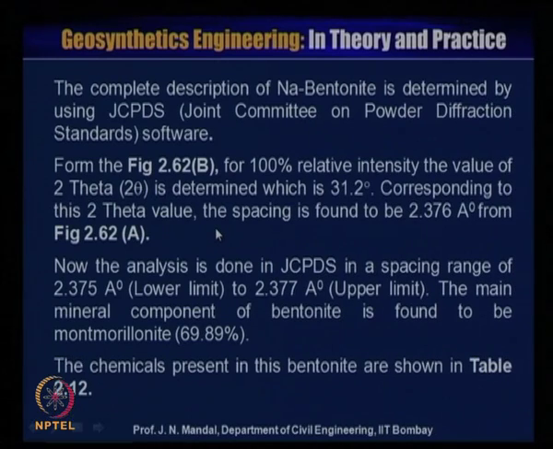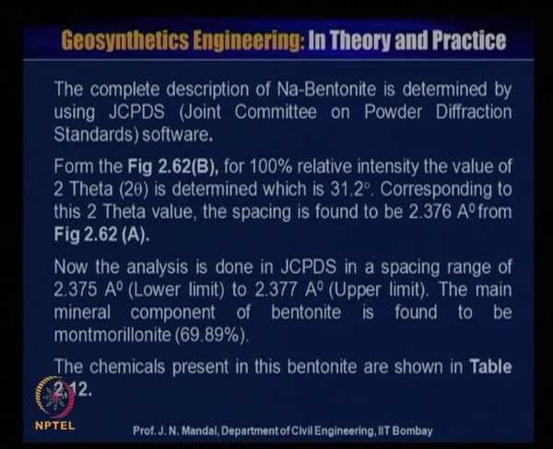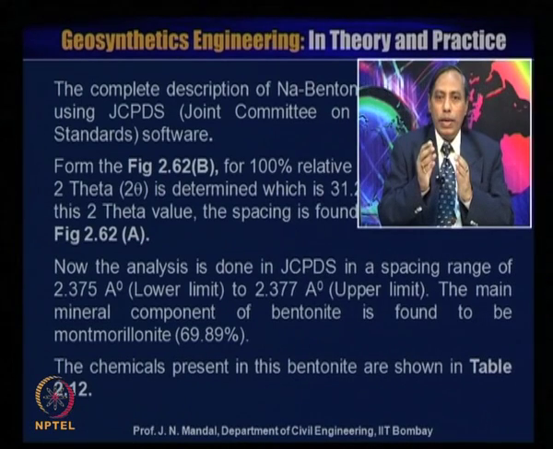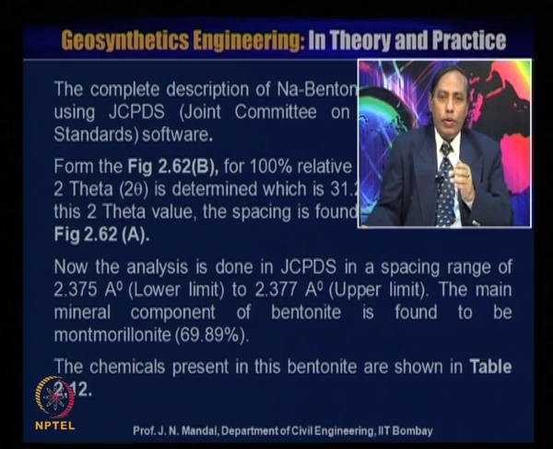And now the analysis is done in JCPDS in a spacing range of 2.375 Angstroms, that is the lower limit, to 2.377 Angstroms for the upper limit. The main mineral component of bentonite is found to be montmorillonite, that is about 69.89%. The chemicals present in this bentonite are shown.